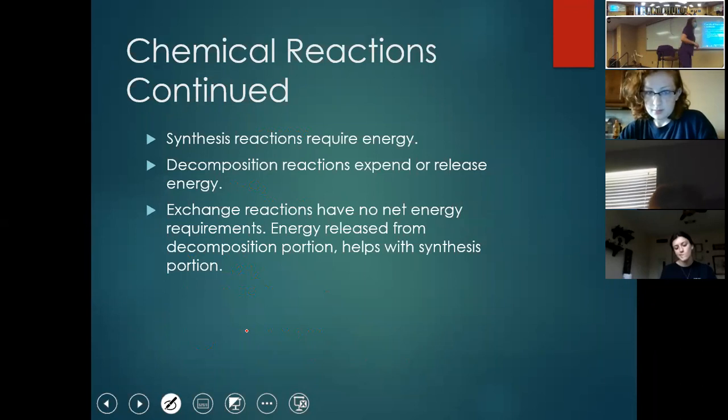All right, so as I said, this is just a review slide. Synthesis requires energy, decomp releases energy, and our exchange has no net energy requirements because we're using what we released.